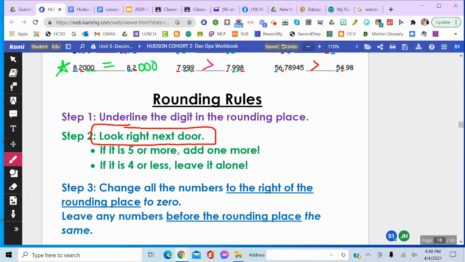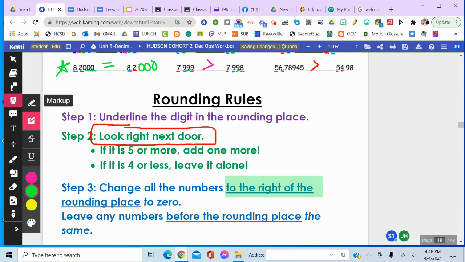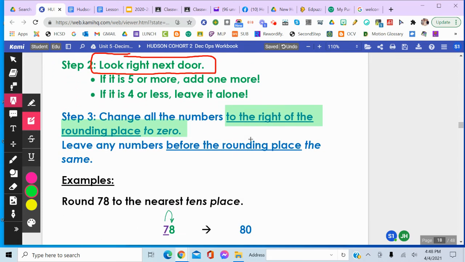However you want to remember it, if the digit in the right place value next door is 5 or more, you're going to bump that number up. If it's 4 or less, you're going to leave it as it is. And then everything else after that becomes a 0. That's the part that kids kind of struggle with. Once you round it to that place value, everything else becomes a 0, and you leave any numbers before that place value the same. So let's take a look at one here.